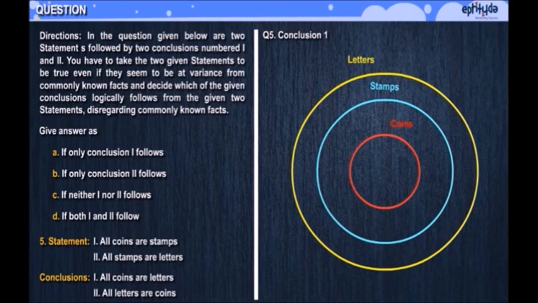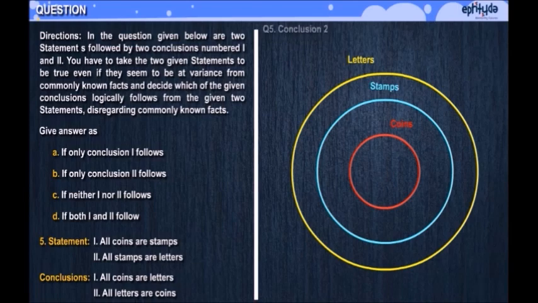For conclusion 1, step 1, counter of conclusion all coins are letters is some coins are not letters. Step 2, use premise 1, all coins are stamps, to draw a simple diagram. Step 3. Use premise 2, all stamps are letters, on step 2 to prove the counter some coins are not letters. Since we cannot prove the counter, this conclusion is valid.